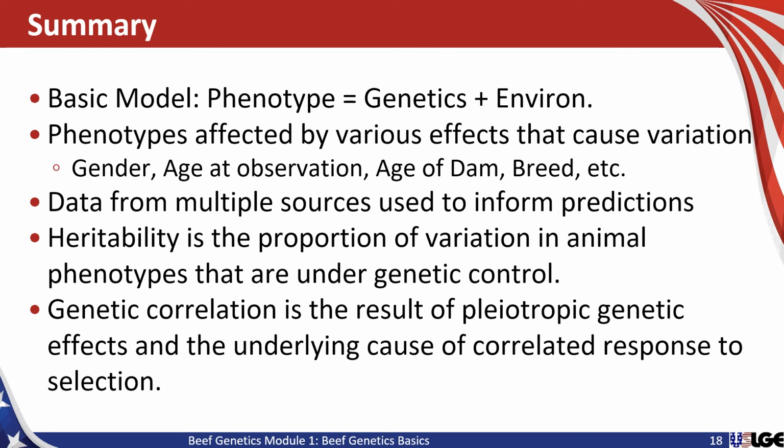In summary, in this module, we've covered the basic genetic model. So again, phenotype is a function of genetics and environment. Phenotypic records are affected by various effects that cause variation. These include the gender of the calf, age at observation, age of dam, breed, and others. We collect data from multiple sources and use that to inform our genetic predictions in our genetic evaluation systems. Heritability is the proportion of phenotypic variation that is under genetic control. Genetic correlations are the result of pleiotropic genetic effects and the underlying cause for correlated responses to selection.